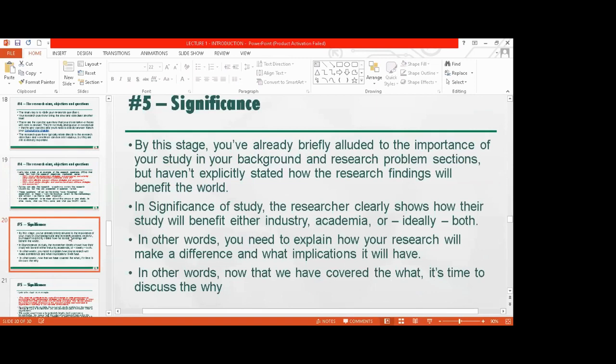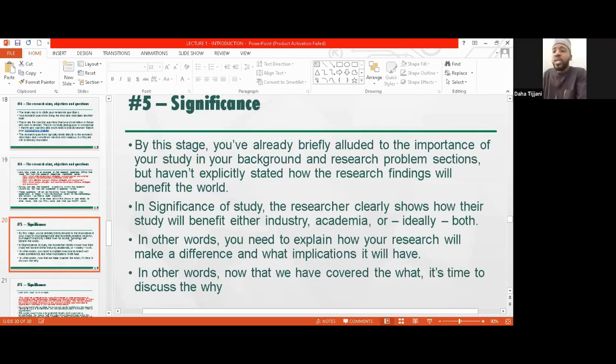By significance, at this stage you have briefly explained the importance of your study in the background and research problem section, but you haven't explicitly stated how the research findings will benefit the industry or the academic world. So the researcher needs to clearly show how their study will benefit industry, academia, or both. In other words, you need to explain how your research will make a difference and what implications it will have. That is basically the significance.